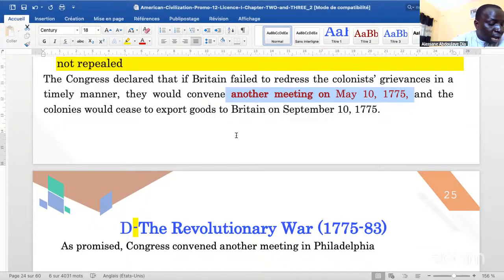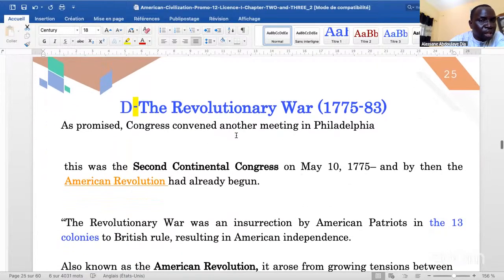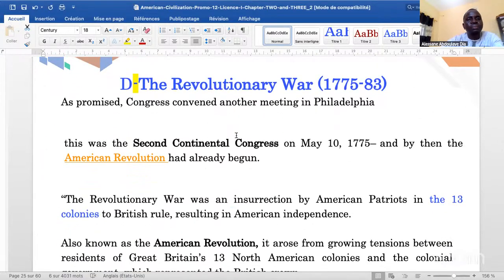And when they organize a Second Continental Congress, they will now make a decision. Things will become more complicated. So we are going to the American Revolutionary War. The First Continental Congress expressed only a resistance.